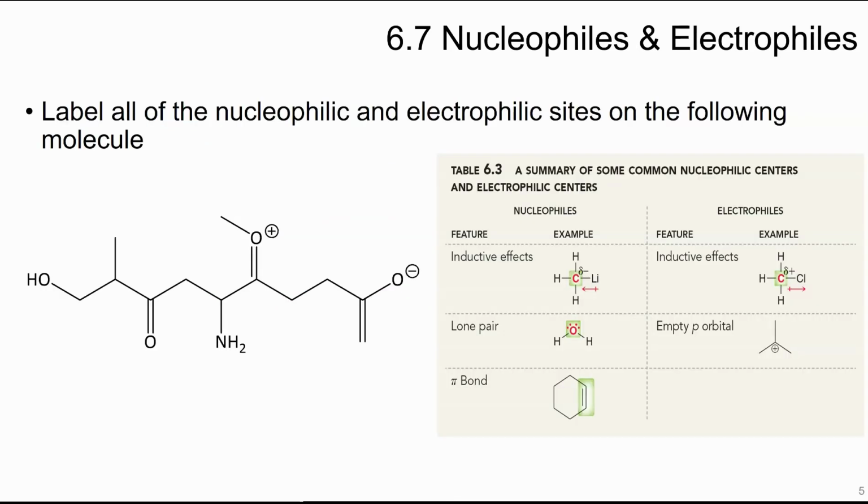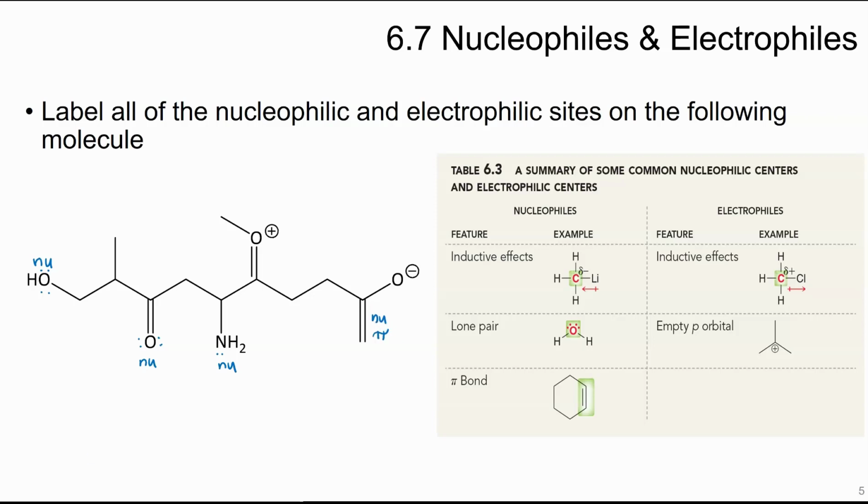So here you want to label all of the nucleophilic and electrophilic sites on the following molecule. So nucleophilic sites come from inductive effects. So you have a positive ion here, or a positive association, which makes the carbon partially negative. You have a lone pair or a pi bond. So anytime we see those, that's going to be a site that is a nucleophile. So this includes the lone pair here, a nucleophilic site from the lone pairs. Here's another lone pair. Can be a nucleophilic site. This is another one. And then the pi bond here.